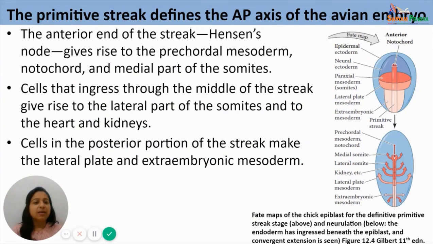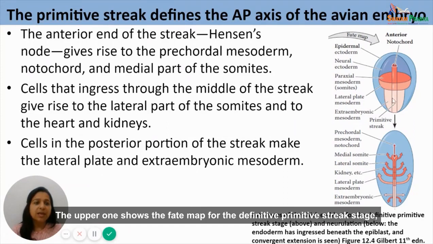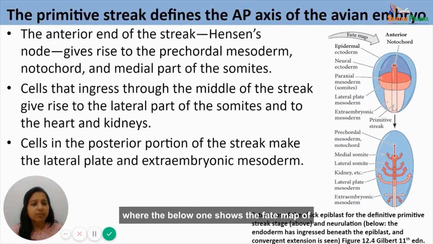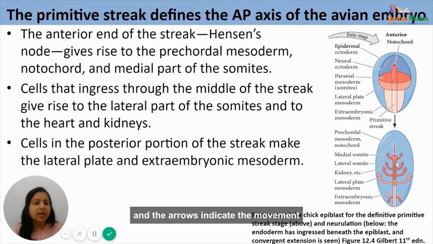How the primitive streak defines the anterior-posterior axis of the avian embryo can easily be understood through these fate maps of the chick epiblast. The upper one shows the fate map for the definitive primitive streak stage, while the one below shows the fate map of the chick epiblast at the neurulation stage. And in this, the endoderm has already ingressed beneath the epiblast, and the arrows indicate the direction of convergent extension.